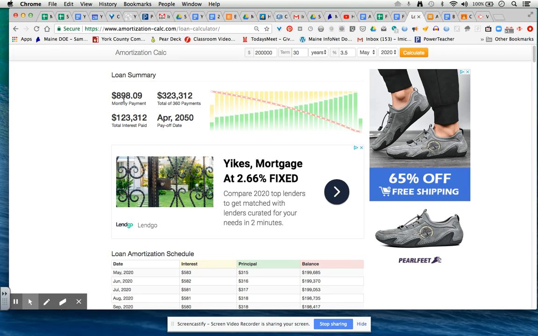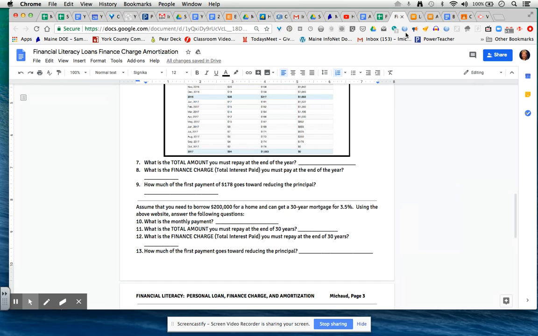This is your monthly payment. This is how much you have to pay back in all. This is the total interest paid. And what you notice is more money goes to interest than principal here, okay, because it's a longer term. And this is really how these banks make money. So you want to make sure you answer these questions here at the bottom and submit this document as well.